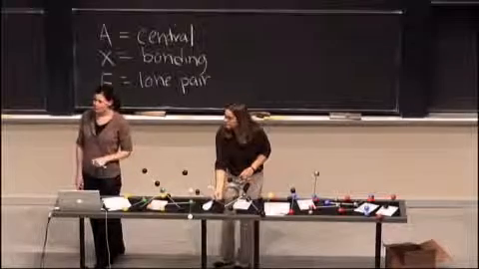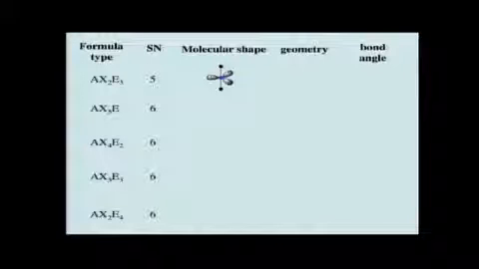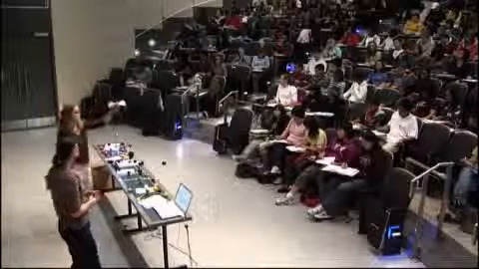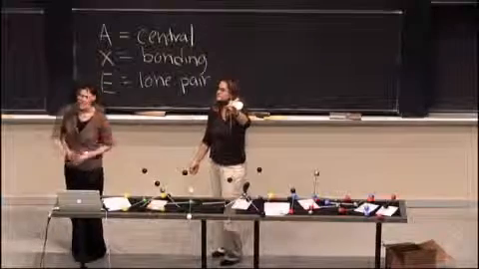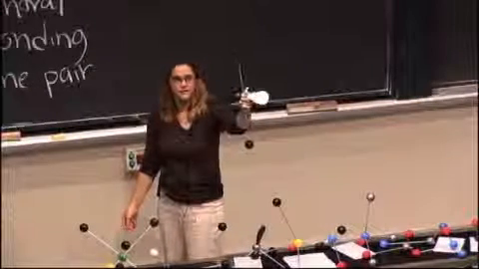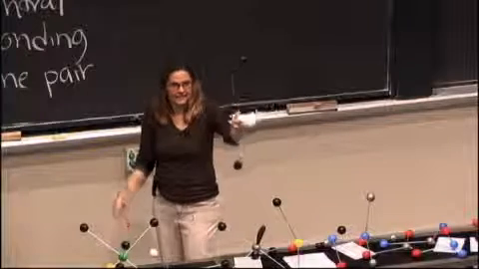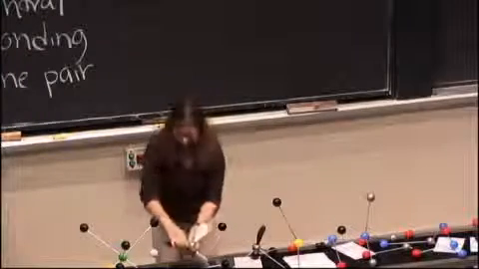So we'll start a new page here and talk about AX2E3. And we'll let you tell us what this geometry is. Yep, so I hear a lot of linear out there. And you need to keep in mind we give the names based on where the actual bonds are, not where the lone pairs are, even though the lone pairs, of course, affect the structure and the geometry. So the angle? Yep, 180. So it's exactly 180 here, not less than.